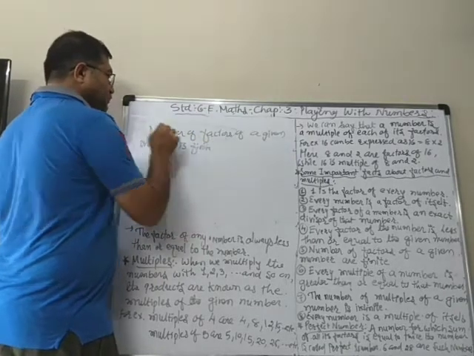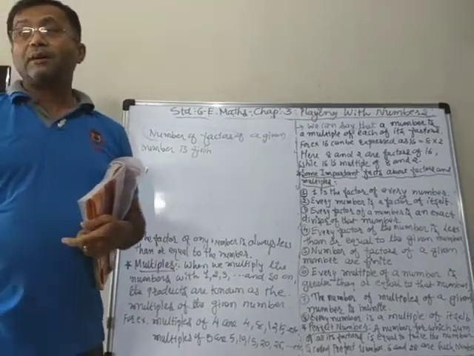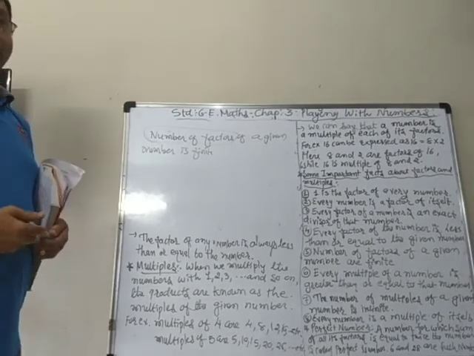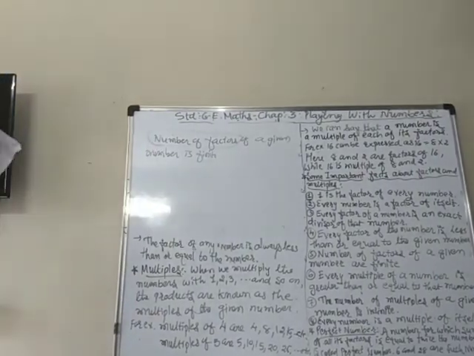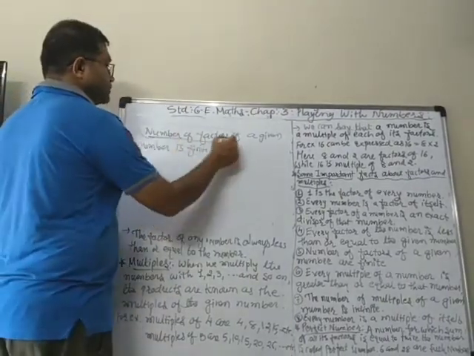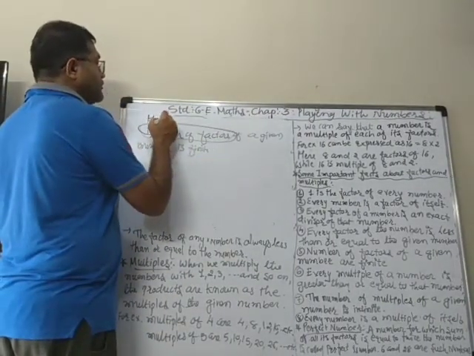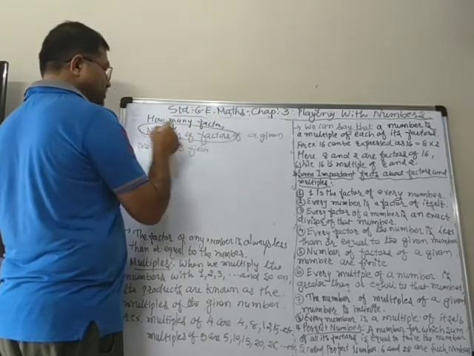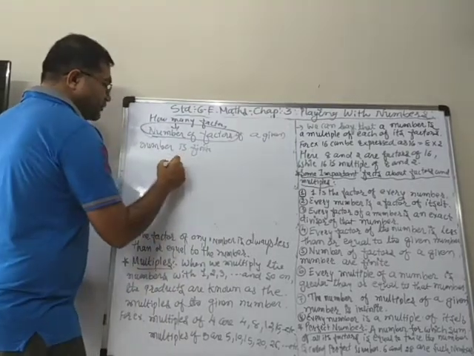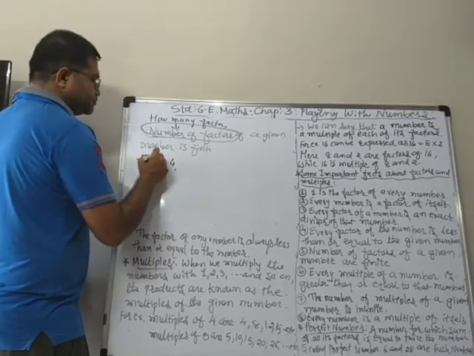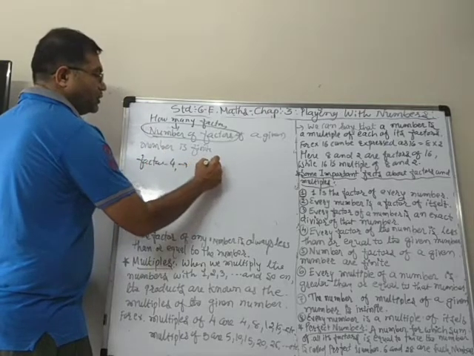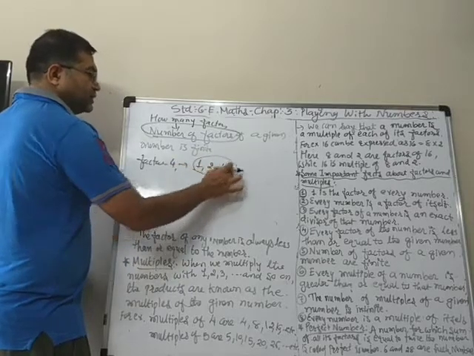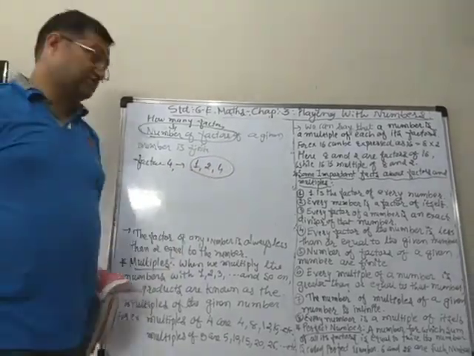Number of factors, what is the meaning of it? Number of factors means how many factors it has. Suppose I take the number 4. Factors of 4 are 1, 2 and 4. So how many factors are there? Number of factors means 1, 2, 3. There are 3 factors.